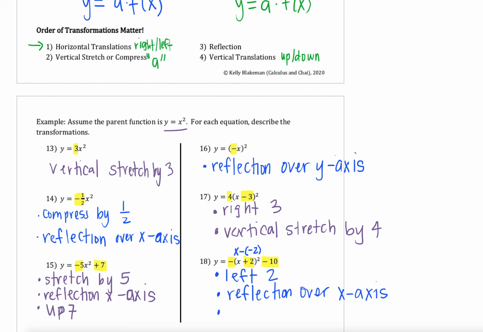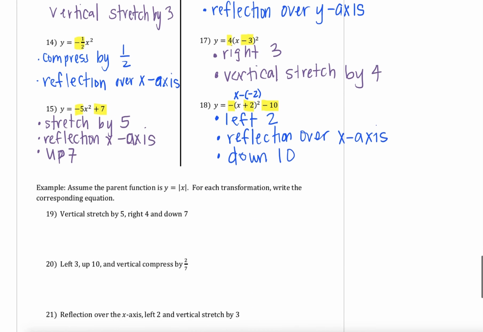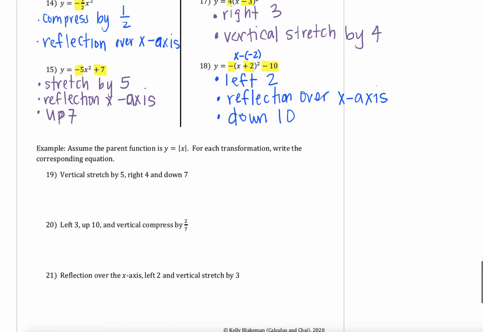And then last up is that minus 10 that is outside the function furthest away, and that is our vertical shift that has gone down 10. Okay, a couple more examples. So let's just shift gears and work backwards again.